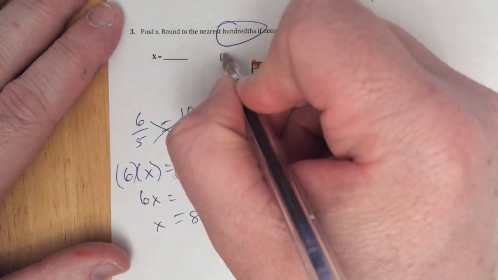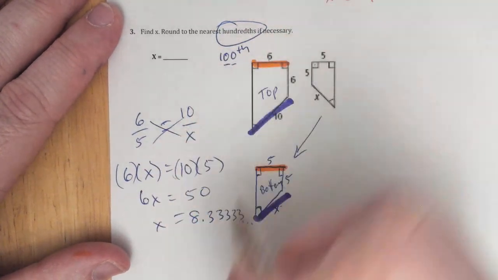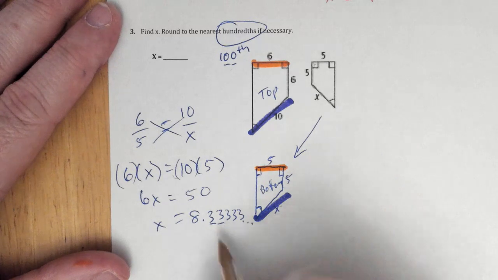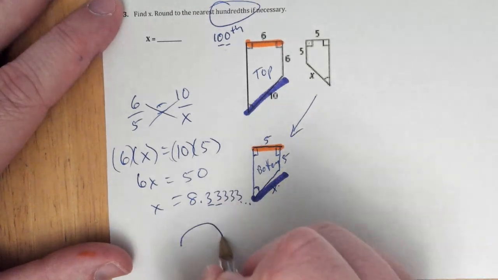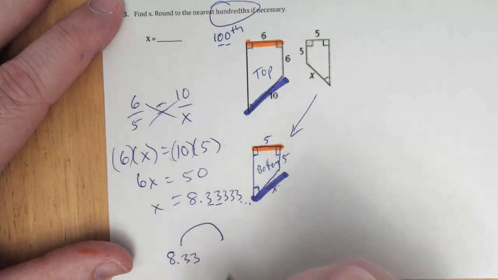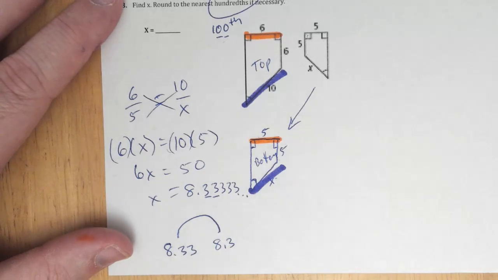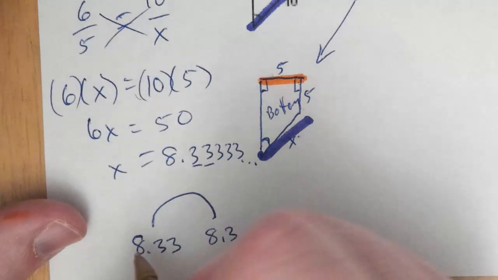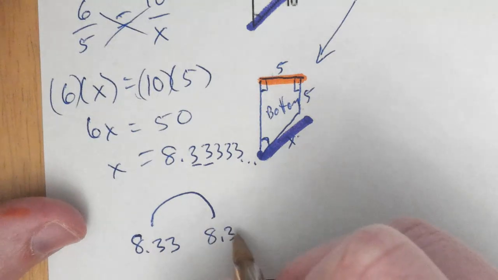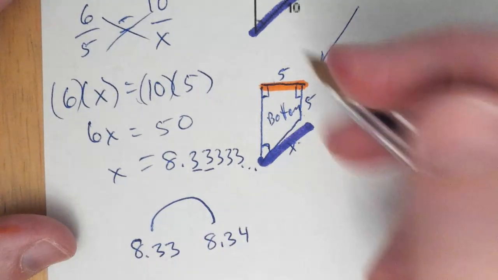How many zeros does 100 have? It has 2. So I'm going 2 decimal places. The question is, am I staying at 8.33, or am I going to 8.34? What's the number right after 33? So $8.33, $8.34. All right, and how do I make that decision?